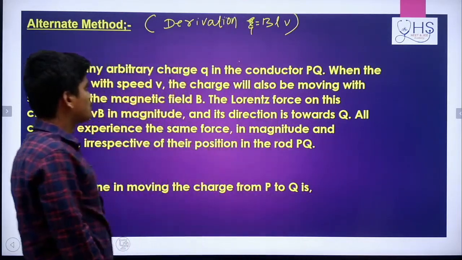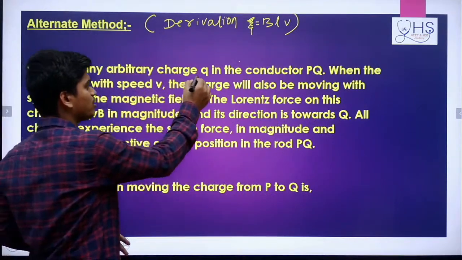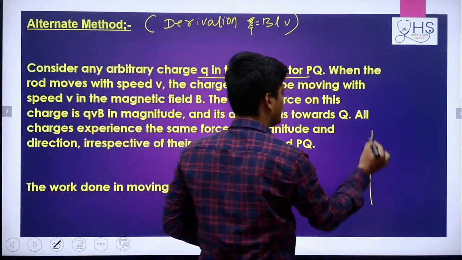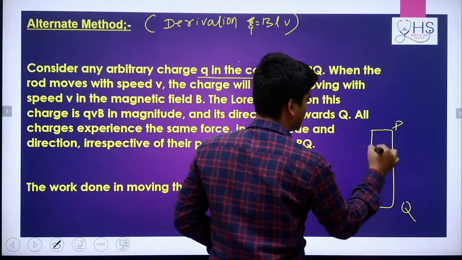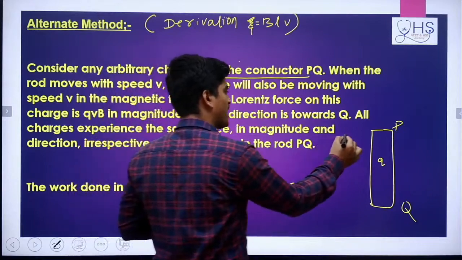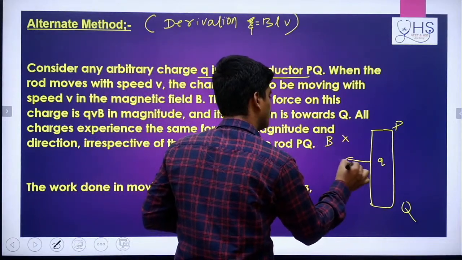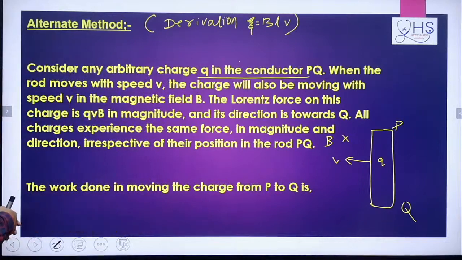Okay. So in this derivation, now consider an arbitrary charge Q in a conductor PQ. Suppose a conductor is there, so this is your P, this is your Q. Now any arbitrary positive charge you consider. It is moving in a uniform magnetic field B with speed V.